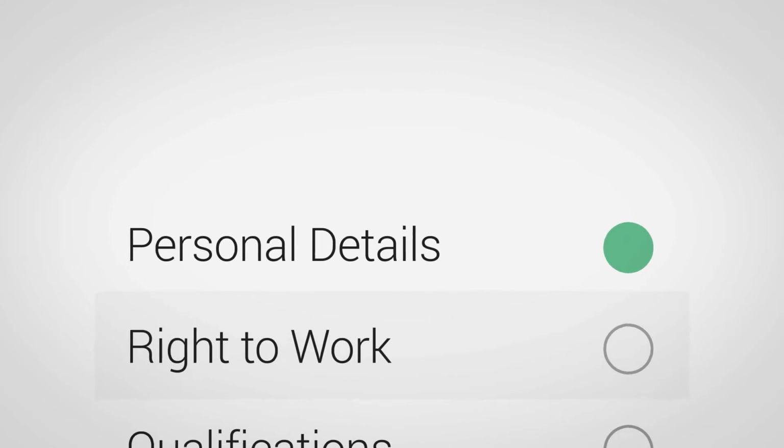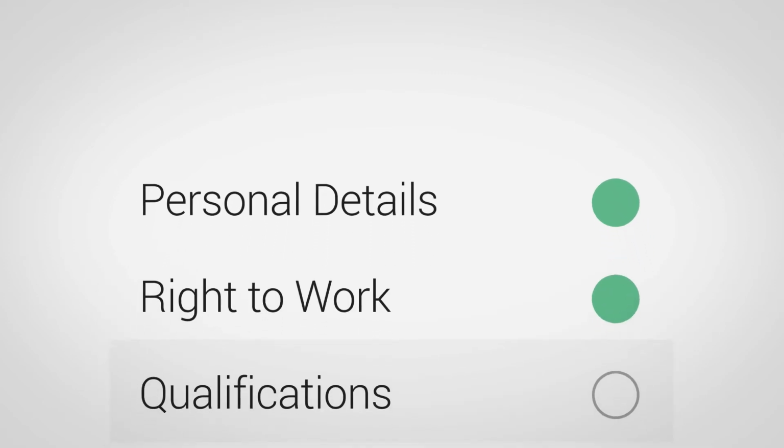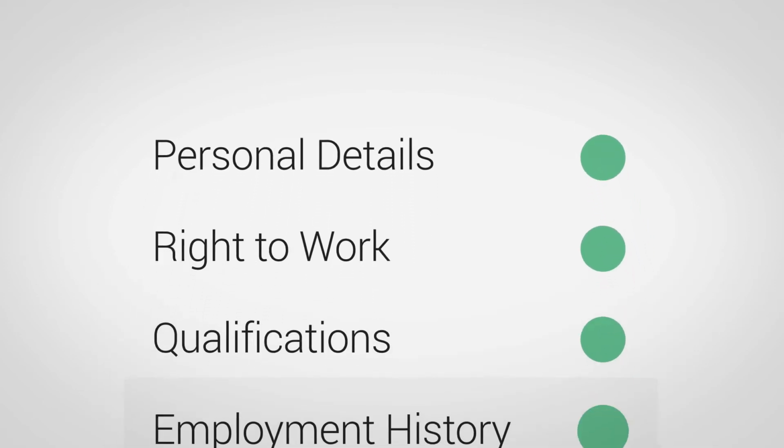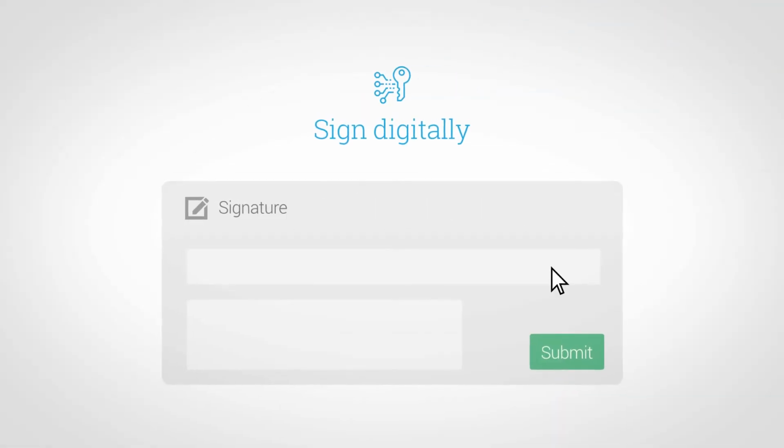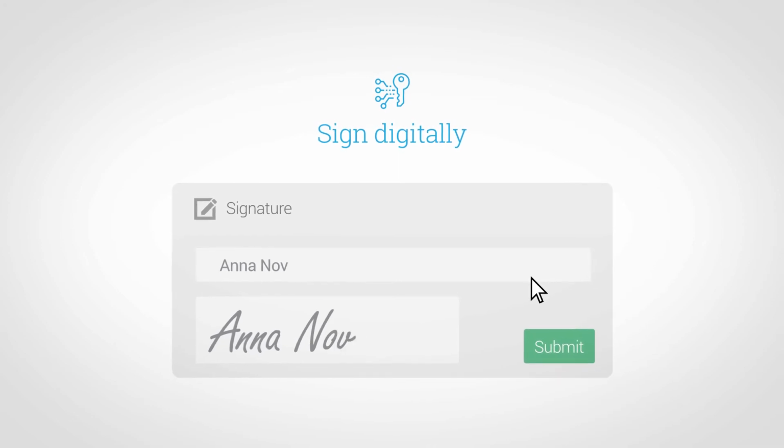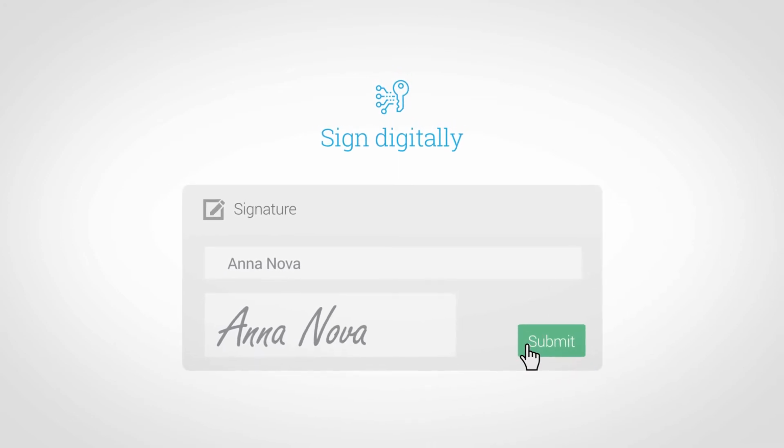When a section has been completed correctly, the circle next to it will turn green. When you are happy that each section is green, review and sign your declaration. Finally, click Submit to send your application.